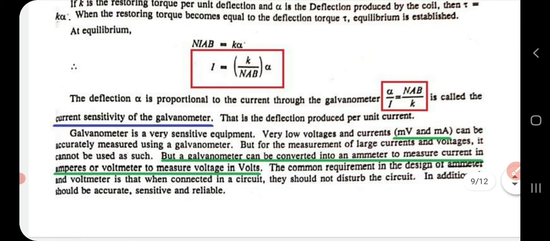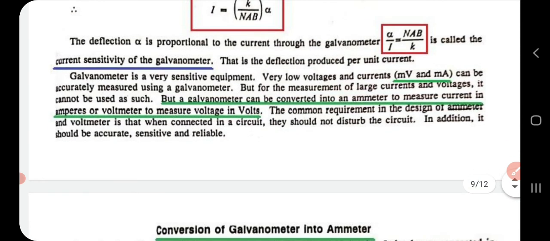So the deflection alpha is proportional to the current through the galvanometer. It is given by alpha by I equal to NAB by K. That term is called the current sensitivity of the galvanometer, defined as the deflection produced per unit current. A galvanometer is a sensitive instrument. Very low voltages and currents can be measured using that. But for measuring large current and voltage, it cannot be used so much.